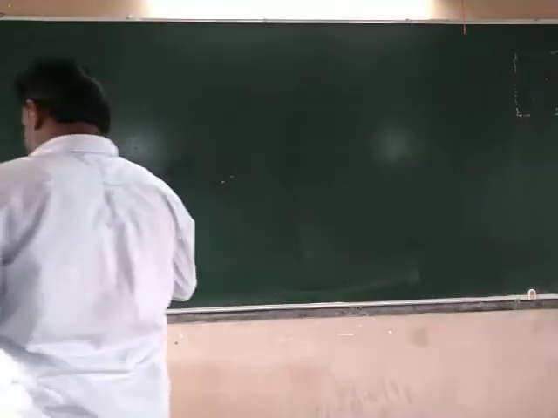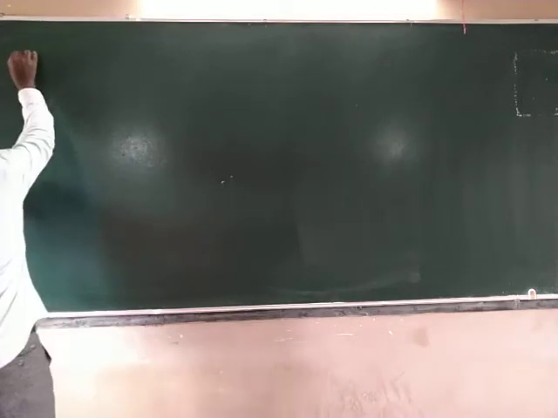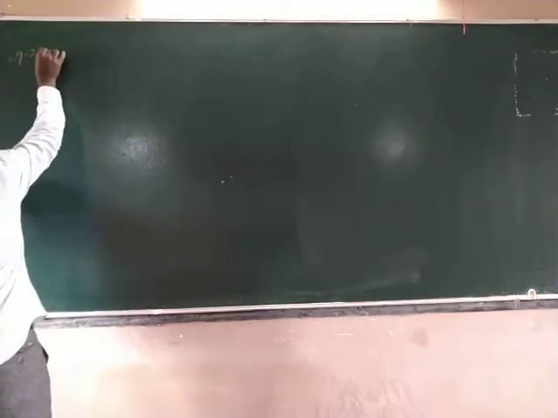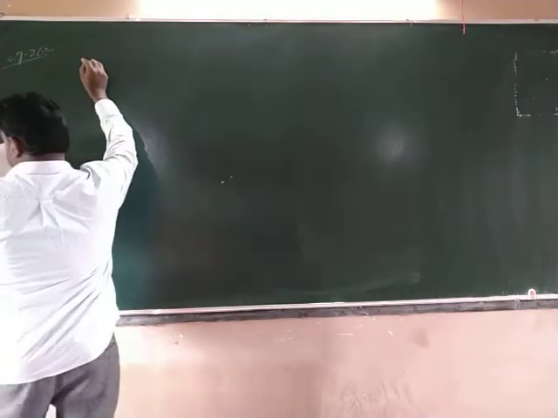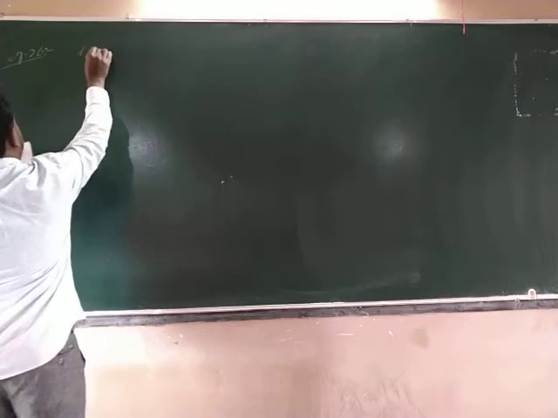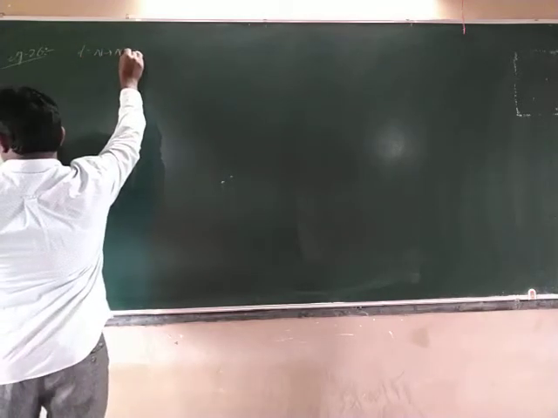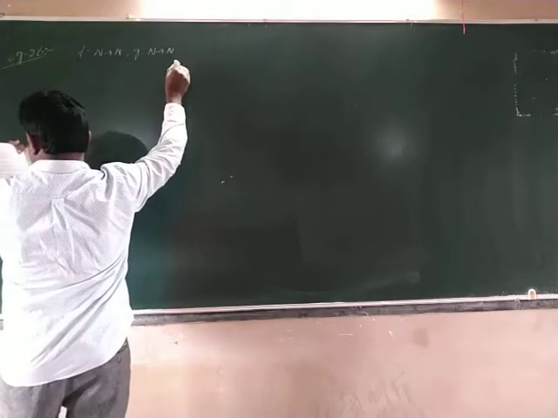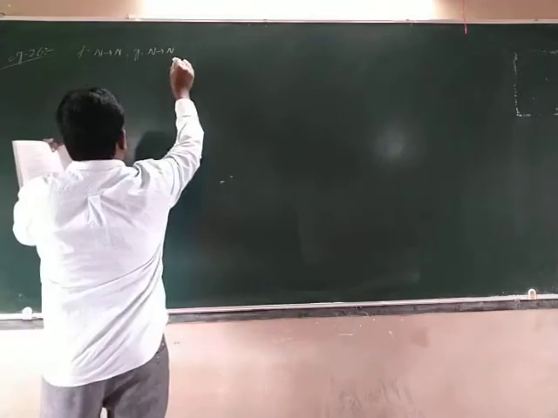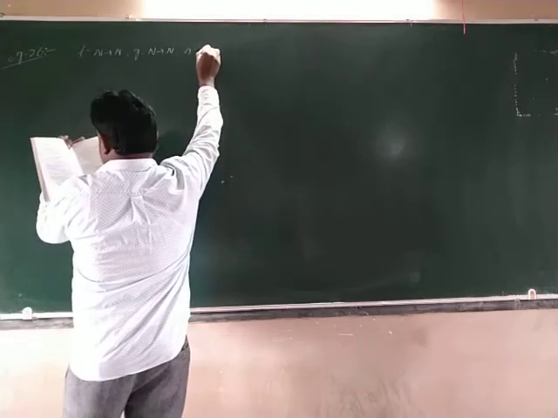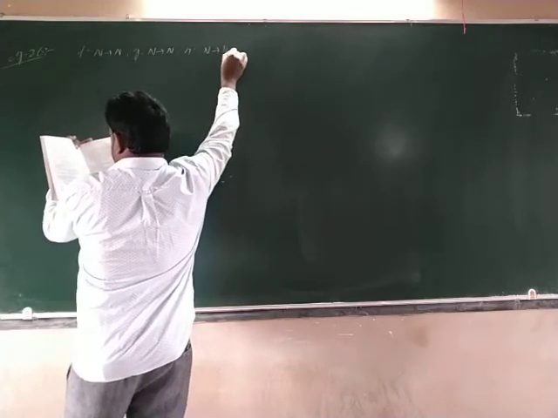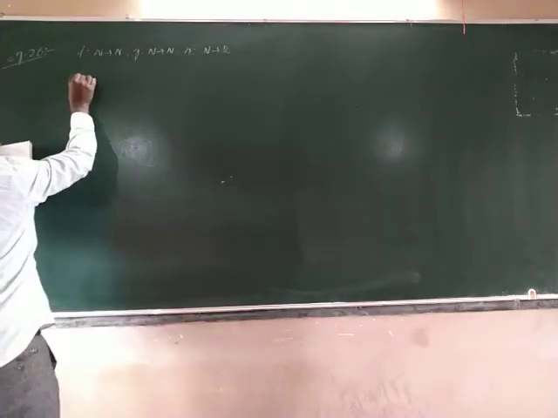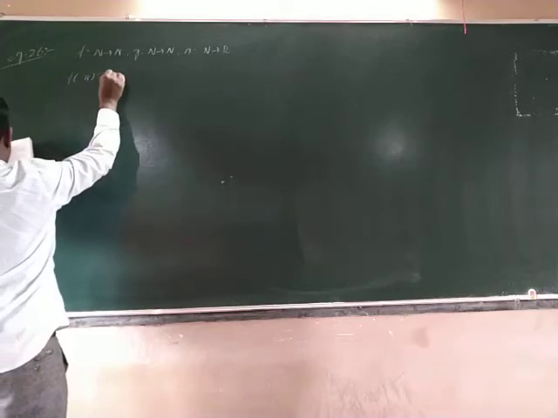Now example 26. Example 26. F is mapping from N to N. G is mapping from N to N. And H is mapping from N to R, defined as f of x is equal to 2x.